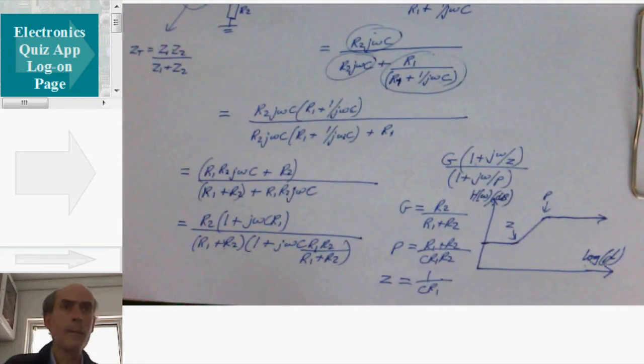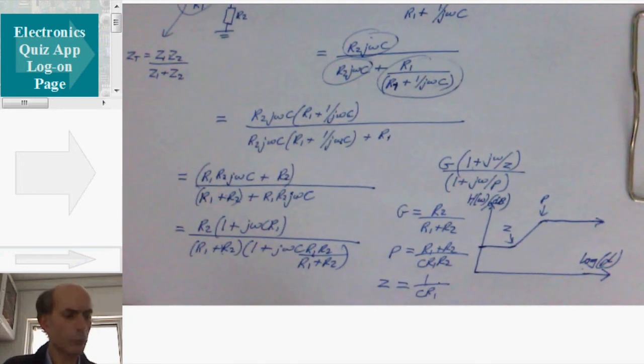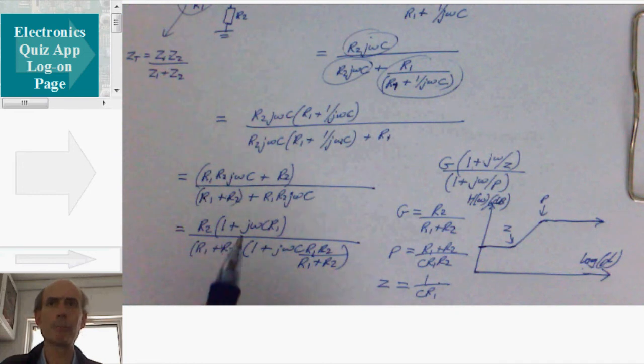Right, that's enough for first order ones. The other one you're likely to come across is a second order circuit, but we'll talk about that in the next video.